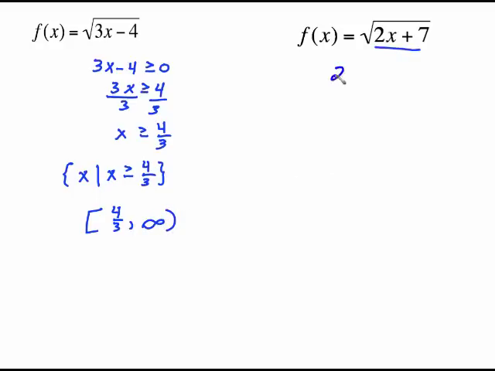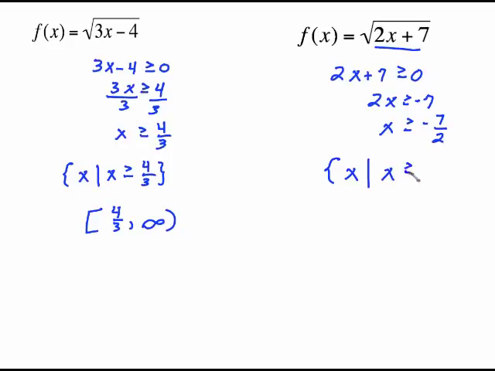Just like the last one, take what's inside the square root and ensure that it's greater than or equal to 0. Solve this, subtract 7 from both sides, and then divide by 2. That gives us x greater than or equal to -7/2. Set builder notation, all x such that x is greater than or equal to -7/2. Your interval notation is just like this one over here, square bracket, -7/2. You could write it as -3.5, all the way up to infinity.